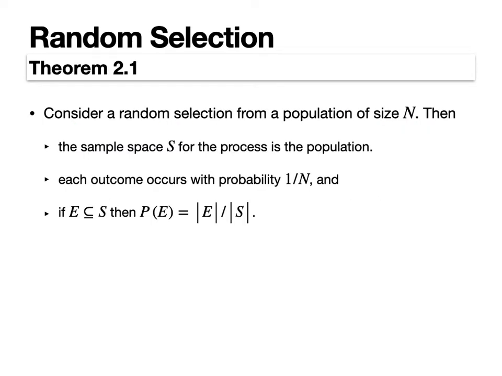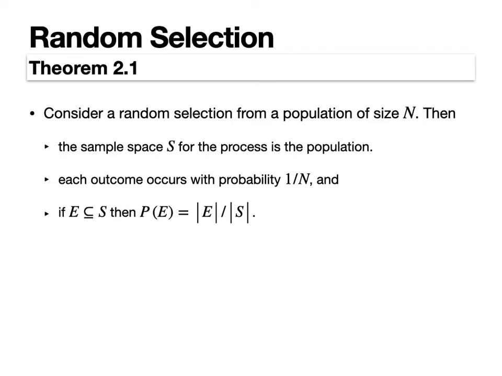So our first theorem here is pretty straightforward, just basically a summary of what we've already said, generalized to the case when we have a population of size n. A random selection from a population of size n is going to be a random process with a sample space that is equal to the population, and each outcome will occur with the same probability, which would have to be 1 over n, right? Because the probability of the whole sample space has to be 1.